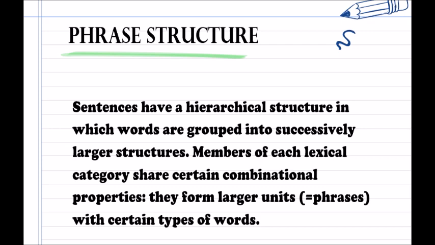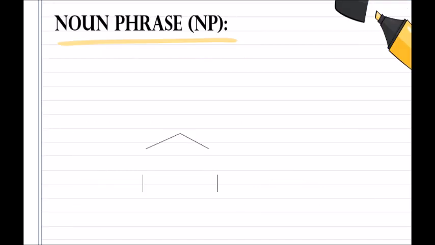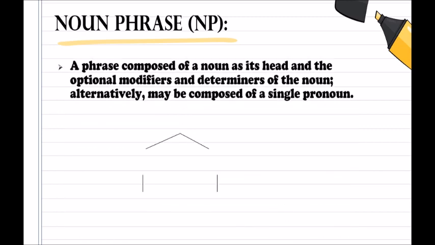Now, the first phrase structure that we will be discussing is the noun phrase, or NP. A phrase composed of a noun as its head and the optional modifiers and determiners of the noun. Alternatively, it may be composed of a single pronoun. This is the diagram. The noun phrase consists of a determiner and the noun. For example, the man. The is the determiner and man is the noun.